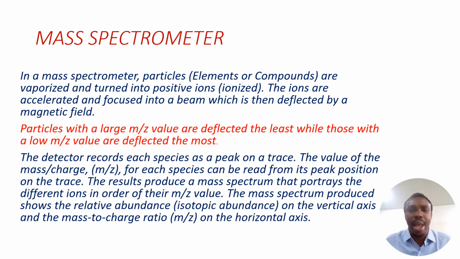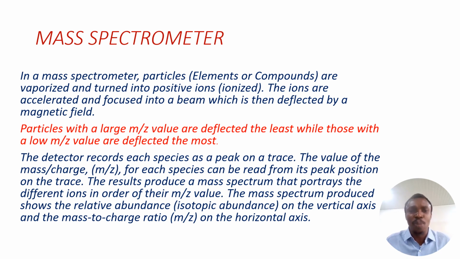If it's an element, it shows the relative abundance, which is the isotopic abundance, on the vertical axis, and the mass to charge ratio on the horizontal axis. So the mass spectrum is a graph of the relative abundances against the mass to charge ratio.